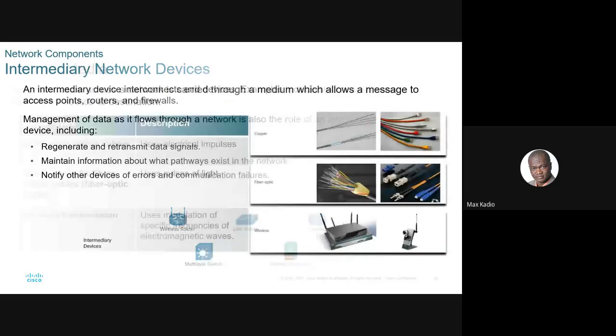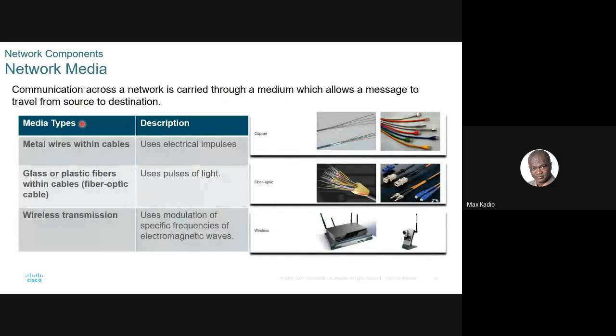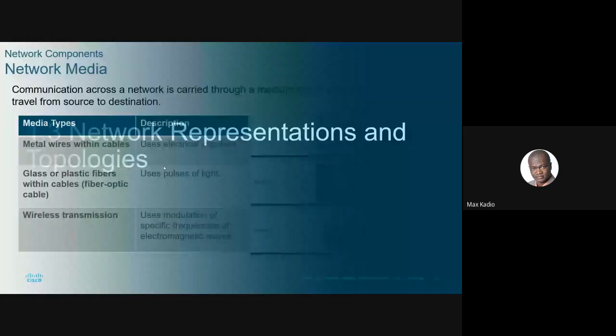Then we have network media. You can have wireless, or Wi-Fi. You can use fiber to interconnect everything. Or you can use the normal network cables. We call it copper. Normal network cable or fiber media.